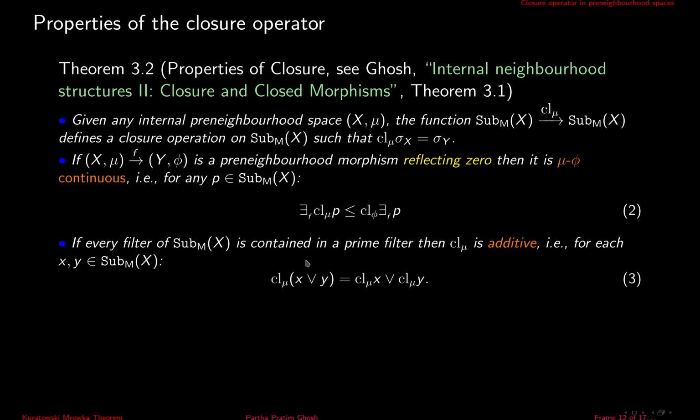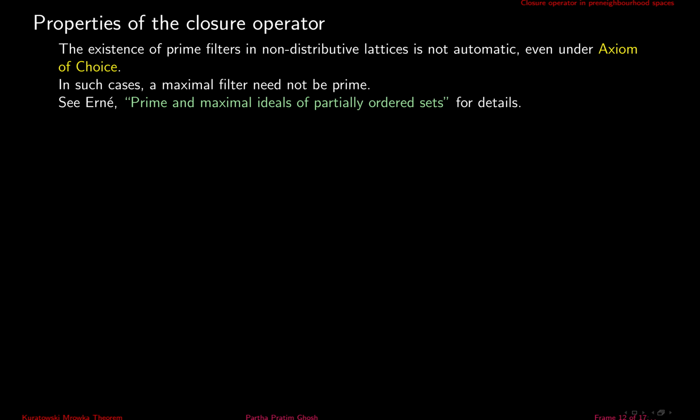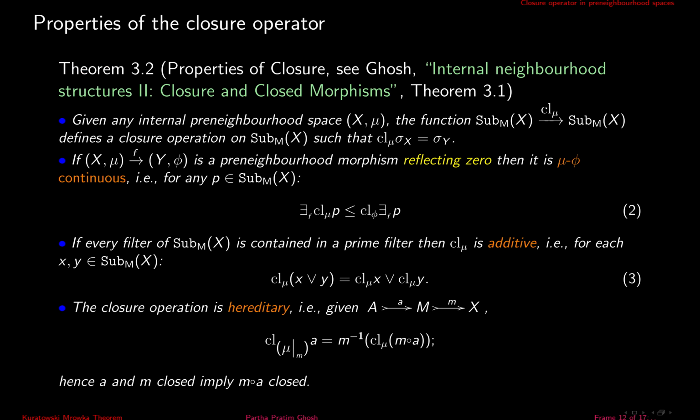Additivity is also a question over here. Because of the presence of prime filters, our subobject lattice is just a complete lattice. And for non-distributive lattices, prime filters are very rare. Even maximal filters need not be prime. There's a beautiful paper by Marcel Erné who investigated this. However, the closure operator is hereditary. That means a closed subobject of a closed subobject is a closed subobject.